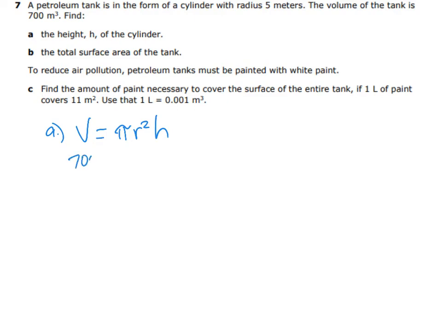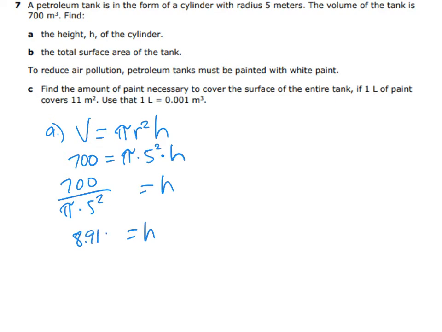We have a volume of 700. We have a radius of 5, but we do not know the height. Okay, so to solve for h, we're going to take 700 and divide it by pi times 5 squared. So we'll do that on the calculator, and height turns out to be, to three significant figures, 8.91 meters. That would be just a regular linear unit.